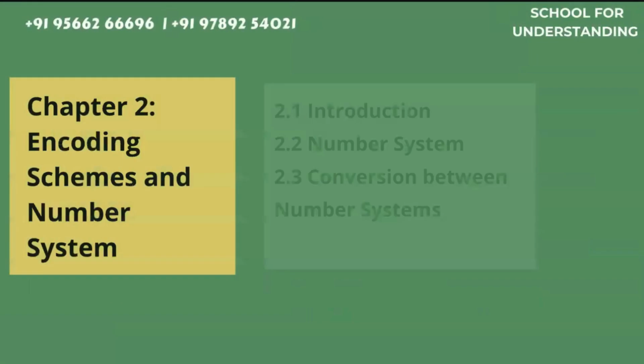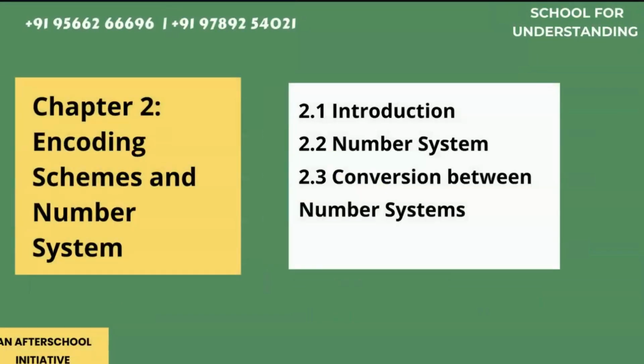Moving on to Chapter 2, Encoding Schemes and Number System, which focuses on data representation and number system. This chapter has the following sections: Introduction, then Number System, and finally conversion between number systems.